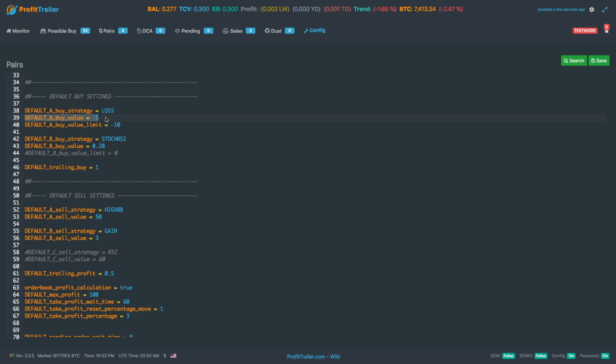So in this case, if I'm using a -5 buy value, it means the coin has to drop at least 5% in the last 24 hours, and if I have a buy value limit set above that, it's not going to work.